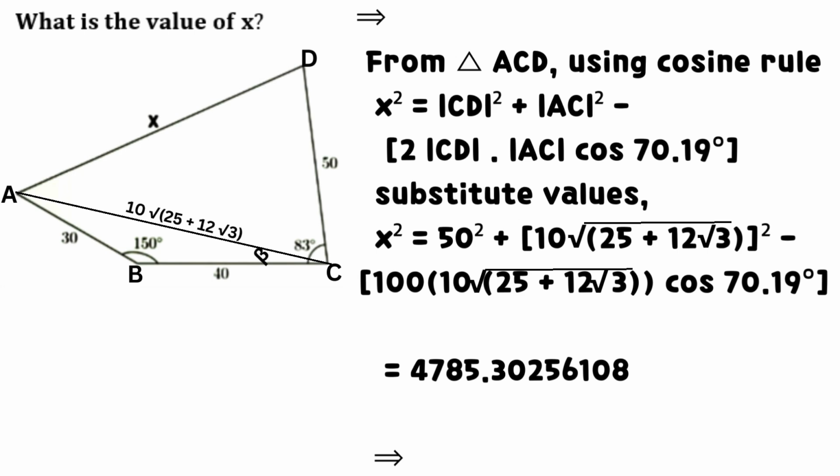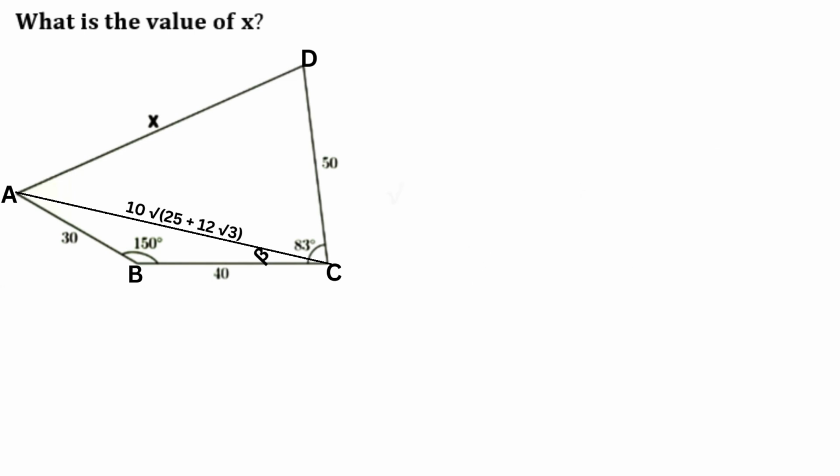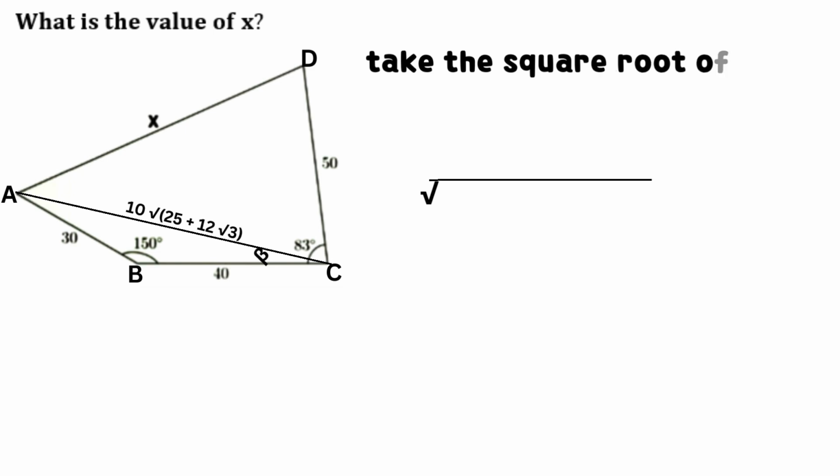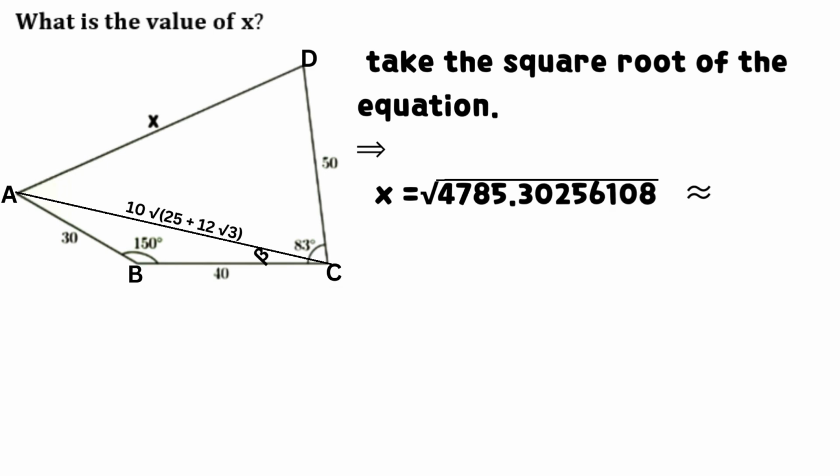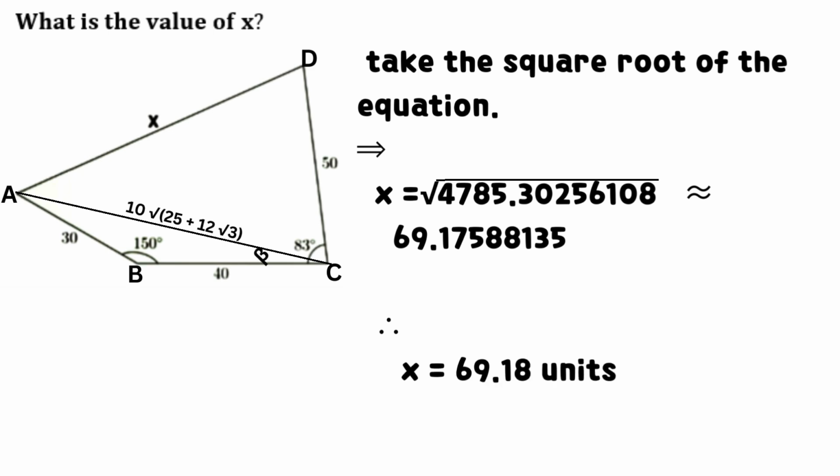4,785.30256108 equals the square of x, after simplification of values. Take the square root of the equation and we obtain that x equals the square root of 4,785.30256108, which is 69.175888135 on approximation. Therefore, x equals 69.18 units to 2 decimal places.